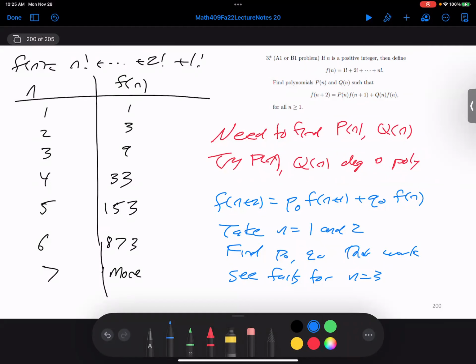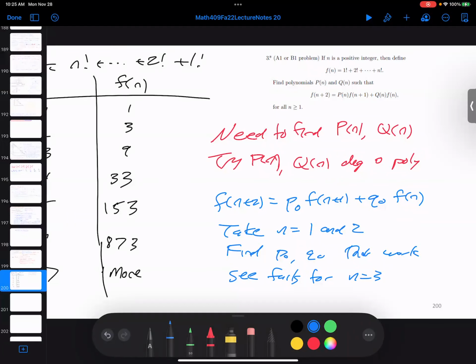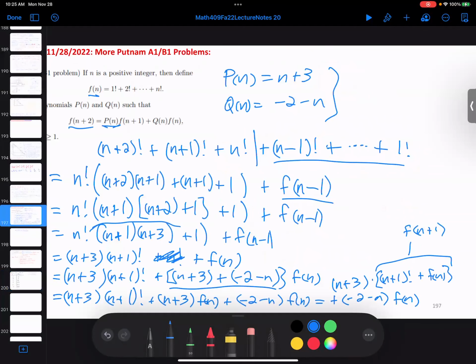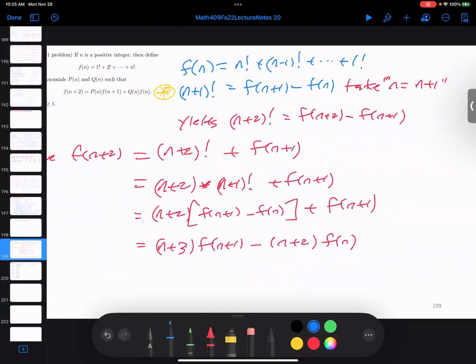Yeah, why should we be able to? Yeah, that's the answer, right? Well, you actually proved to us, and here are the polynomials. P is n plus 3, and Q is negative n plus 2. So the coefficients aren't too bad. We have polynomials that work. The question is then, can you prove this by induction?